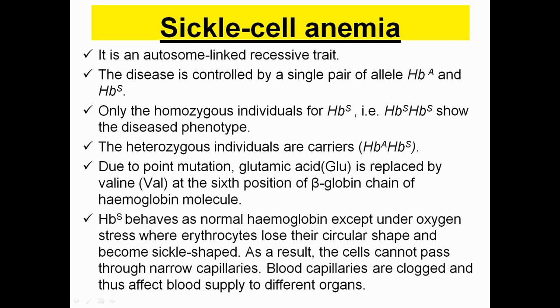The sickle cell allele behaves like normal hemoglobin except under oxygen stress. Then erythrocytes lose their circular shape and become sickle shaped, which is why the disease is named sickle cell anemia. As a result, the cells cannot pass through the narrow capillaries and the blood capillaries get clogged, and this ultimately affects the supply of oxygen to different body parts.